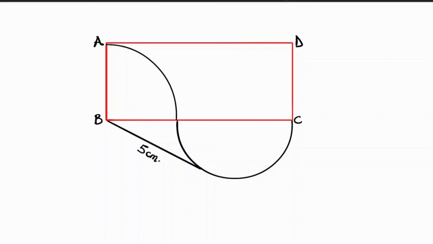In today's tutorial, we shall be providing a solution to this mathematical puzzle. It's a diagram containing different shapes. We have a rectangle here, we have a semicircle, and we also have a quarter circle. Our major problem here to solve is to find the area of the red rectangular shape.